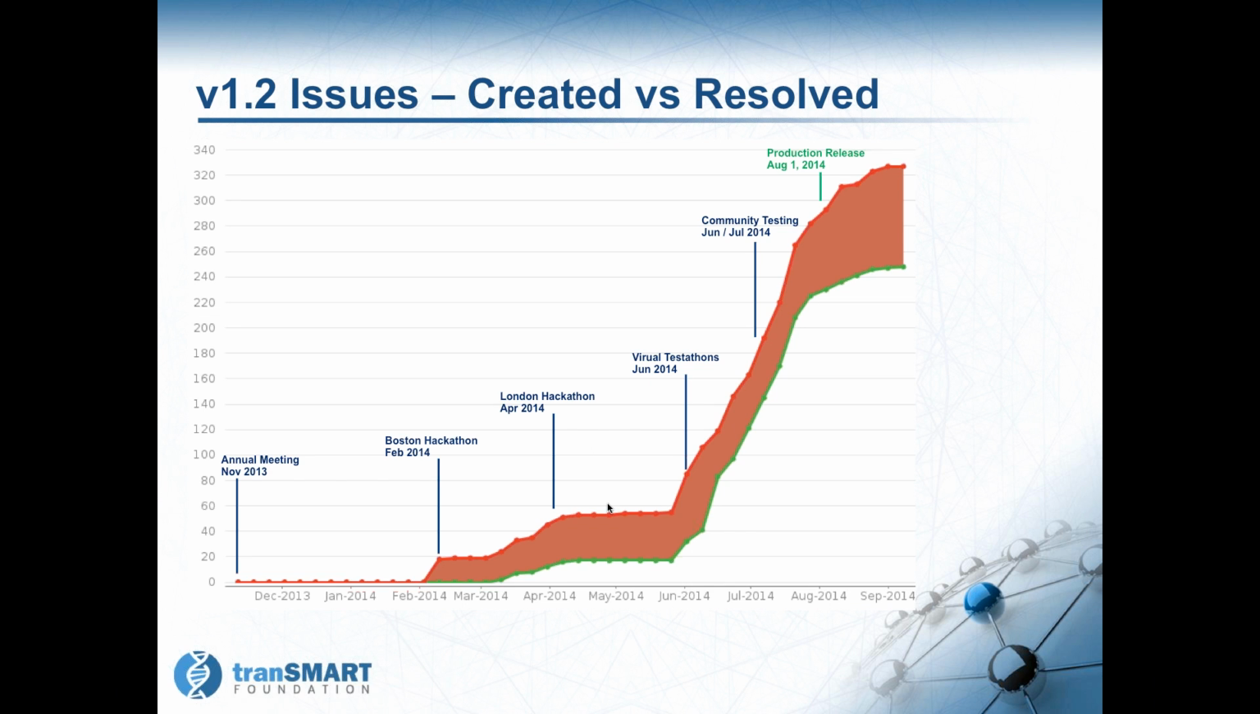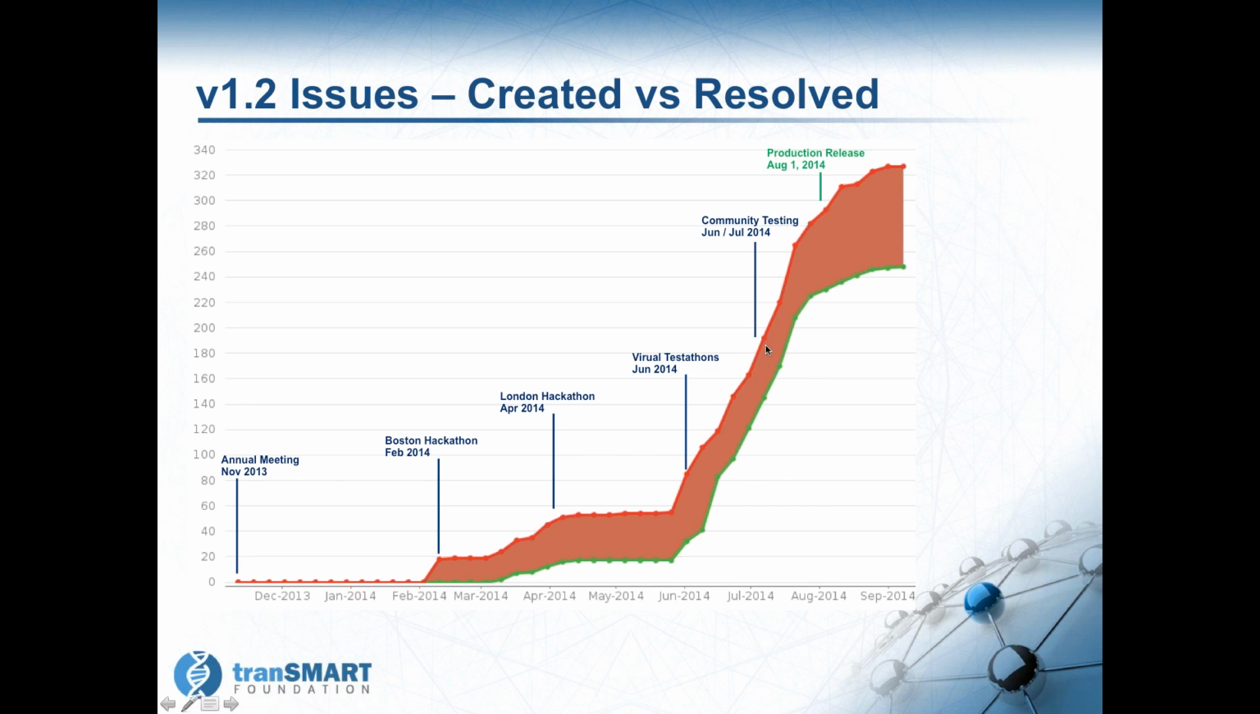I love looking back at some of the key metrics in the development process. This is a graphic taken from the Jira platform, which we use to manage the development process. And what you look at is when we had our annual meeting back here in November, you can see that there was a lull in activity until we initiated the first hackathon in February. And we see a burst of activity with the hackathon. We organized another hackathon with another burst of activity.